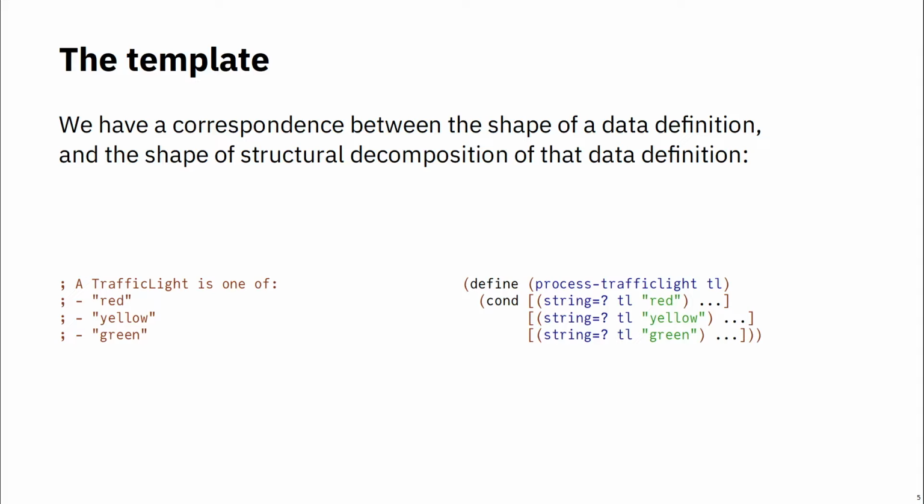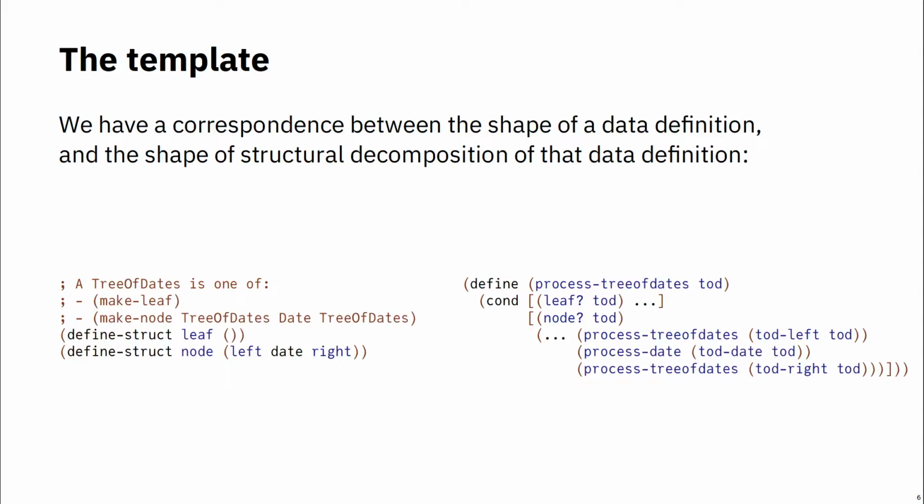So here we say that a traffic light is one of red, yellow, and green. And so we say, okay, if it's red, do this. If it's yellow, do this. If it's green, do this. This generalizes to more complex data definitions.